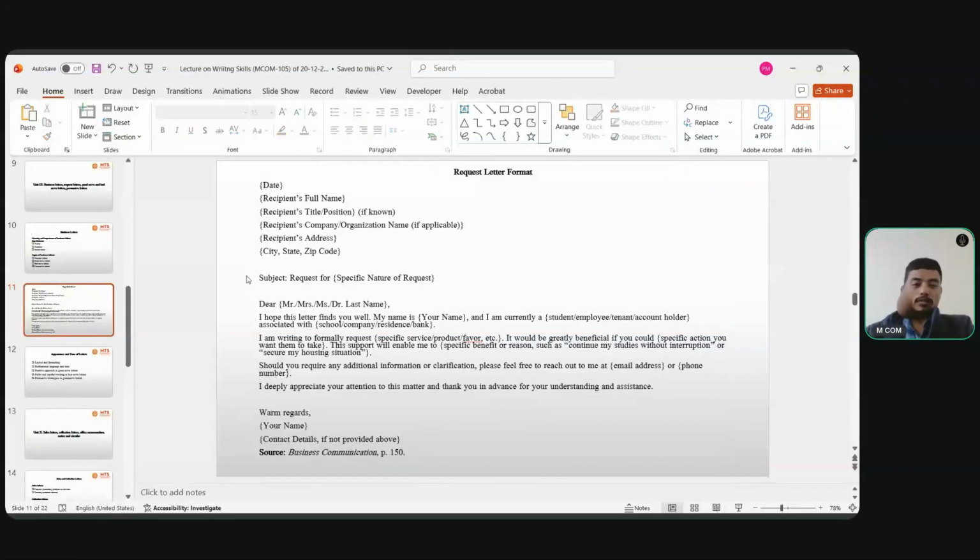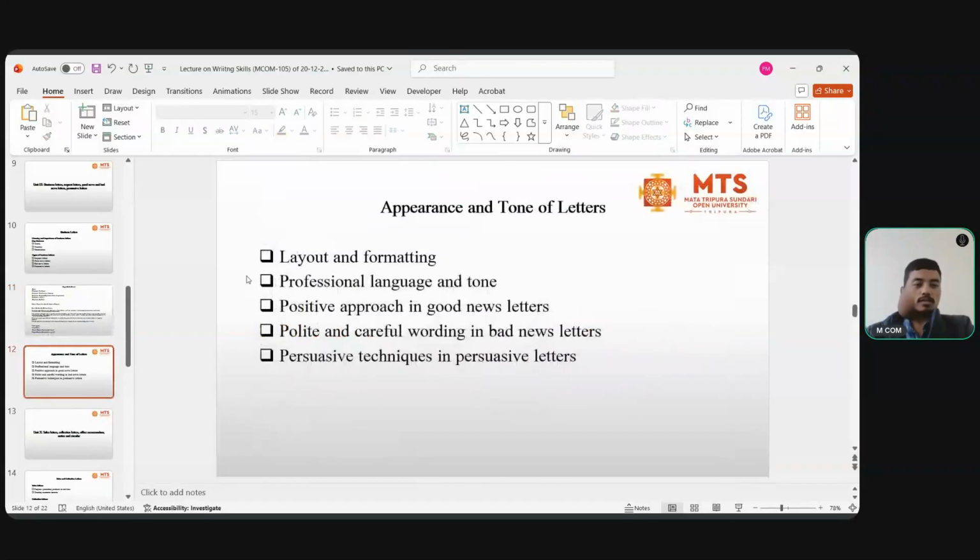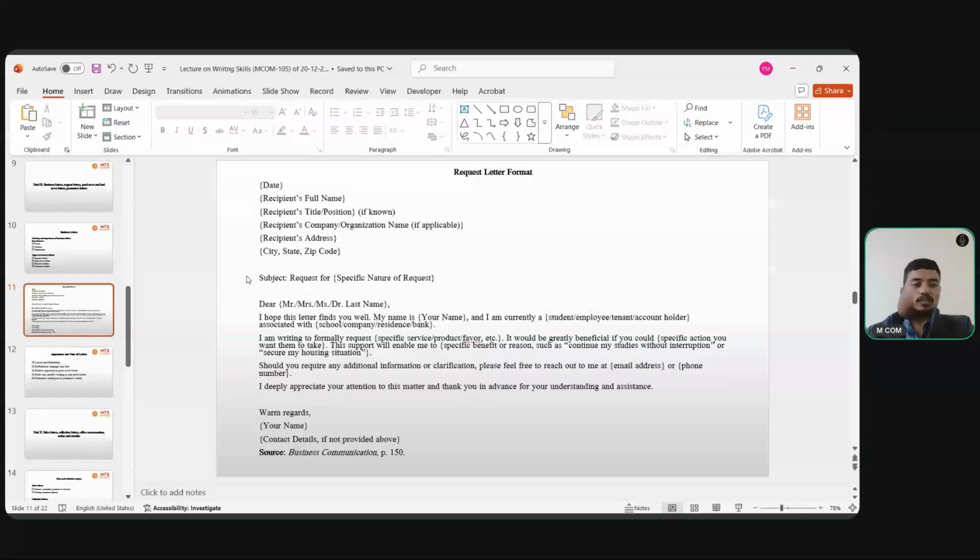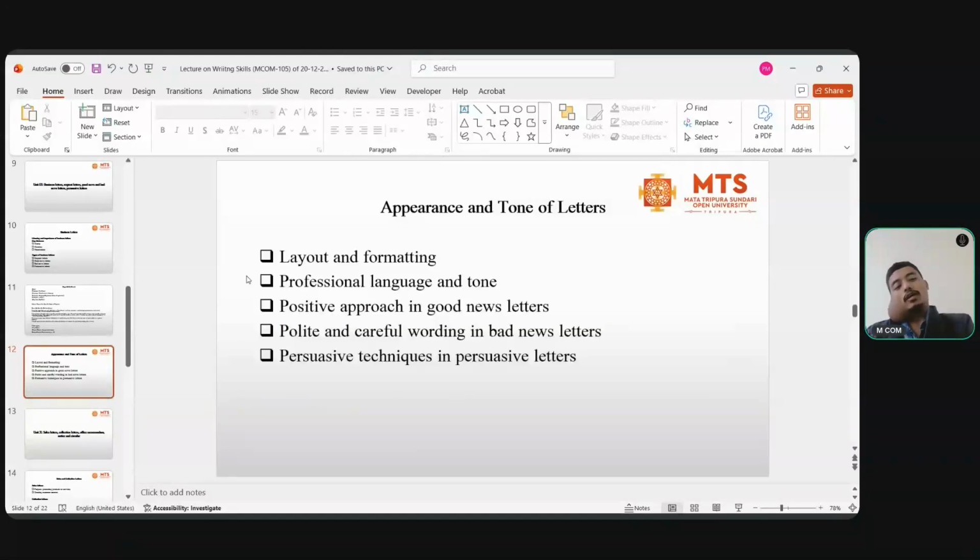Next we have appearance and tones of letters. In this slide you can see what should be the appearance and tone of business letters. Appearance includes layout, formatting, and spacing, as you can see here in the previous slides. Layout, formatting, and spacing. A well-formatted letter looks professional and neat.